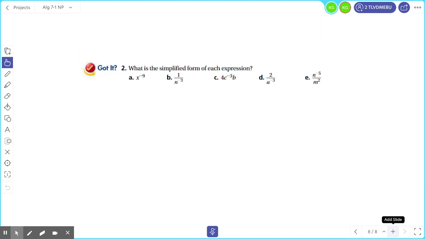Here's a few of those that you can try on your own. Make sure when you're done there's no negative exponents. Good luck with that.